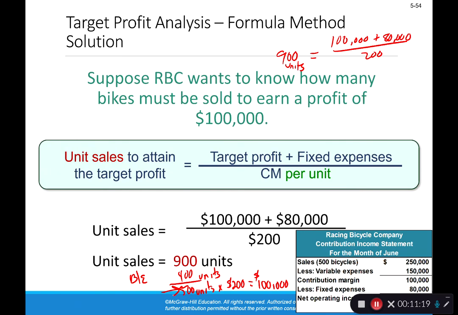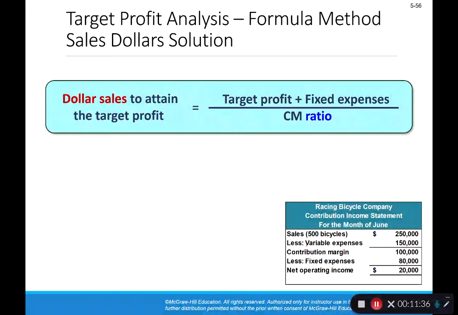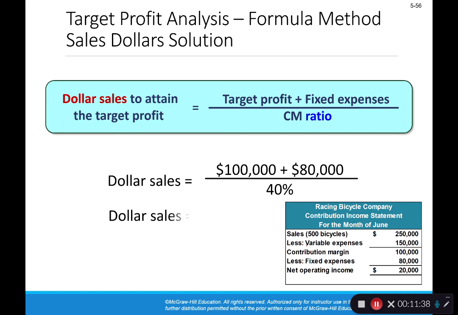So let's go back real quick. I got 900 units. The selling price is 500. So that means I'm going out on a limb here and I'm going to use my brain to do the math instead of my calculator, that I'd need to sell $450,000 worth of bikes to make it happen. If we use the formula here, you can see that indeed 450,000 is the answer I get by using the formula with the CM ratio in the denominator. Remember, when we want to get the answer in units, we divide by the unit CM. When we want the answer in sales dollars, we divide by the CM ratio.